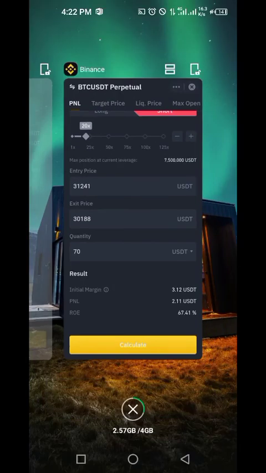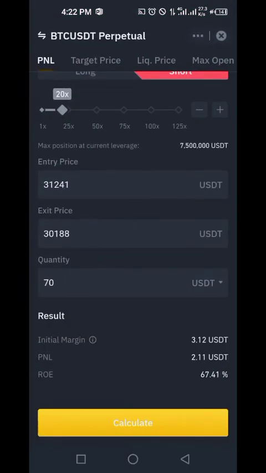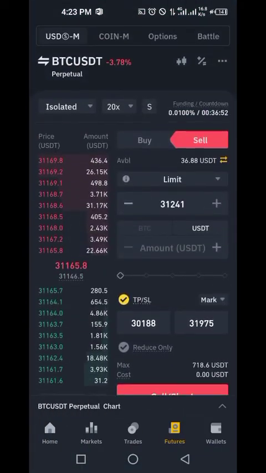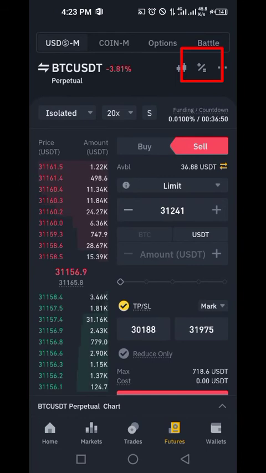So that's how you calculate your profit. That's how you calculate your position size, how much it will cost you to hold the position, and then the profit and loss. That's how you calculate it using the calculator up here.